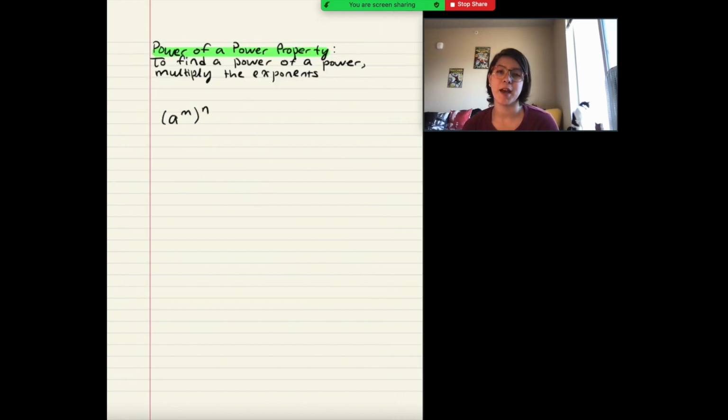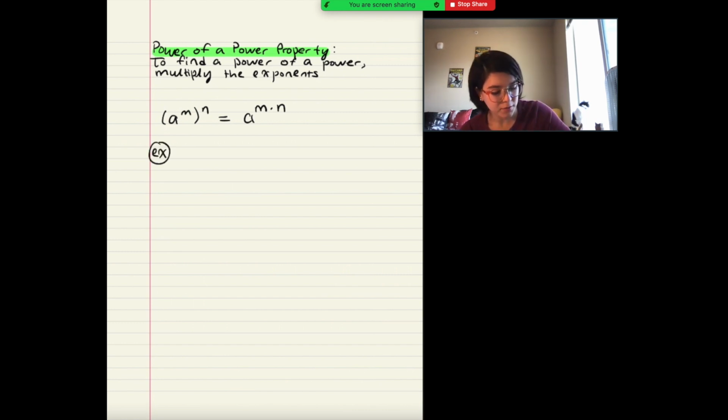The next property we have is the power of a power property. So lots of powers. This tells us that to find a power of a power, we have to multiply the exponents. So if we have some base, a, with an exponent of m, and that's in parentheses being raised to another exponent n, we'll write the same base, but we'll just multiply our exponents. So we'll have a to the m times n.